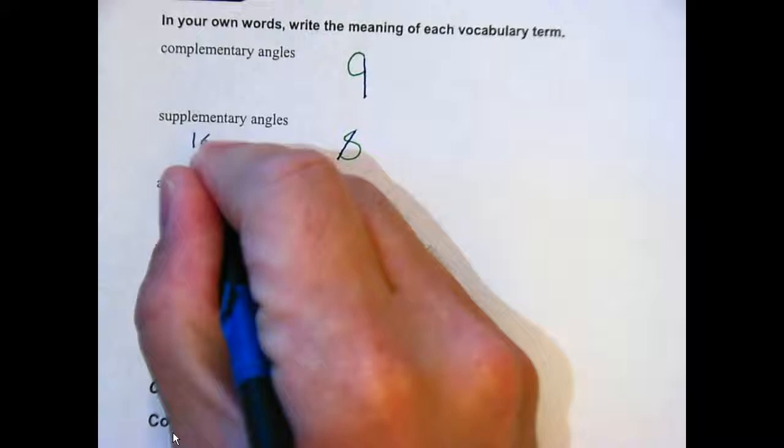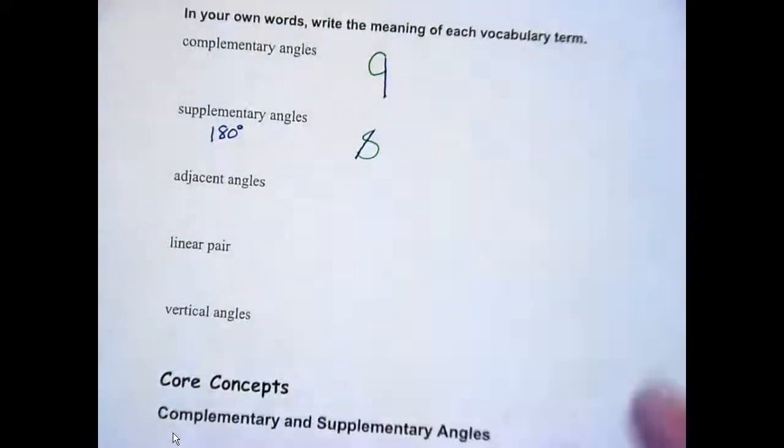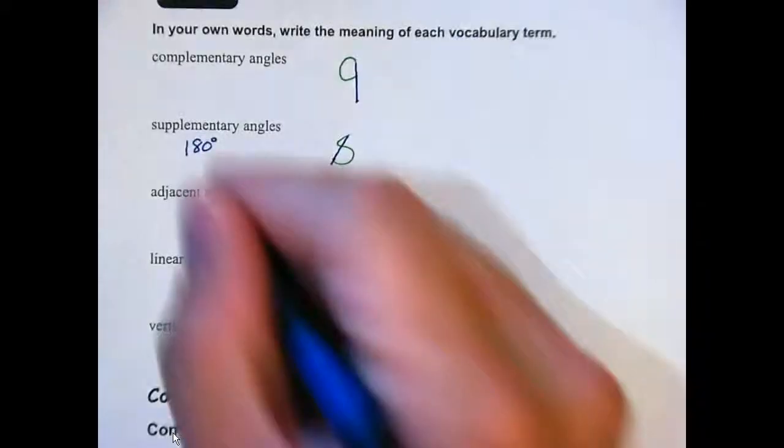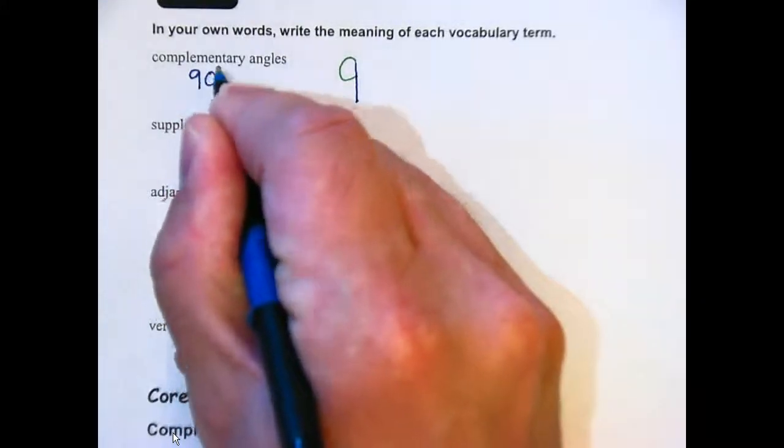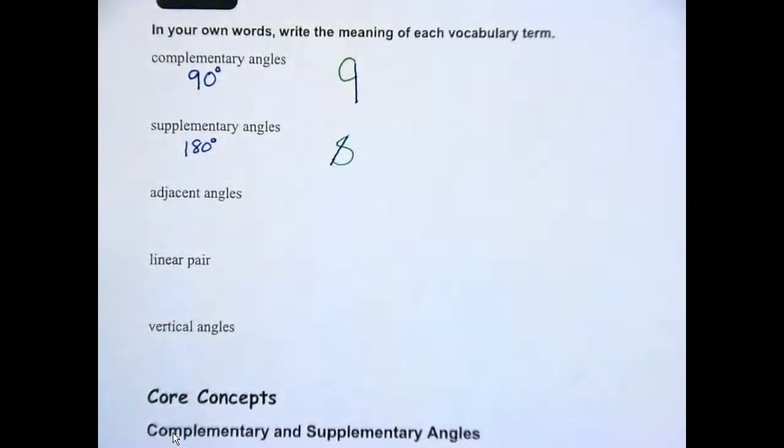Supplementary angles are angles, and it does not have to be two. It could be 5 angles that add up to 180. There are angles that will make 180 degrees. Complementary are angles that will add up to 90 degrees. They do not have to be the same angle. They do not have to be connected angles. Okay, they just need to be angles that add up to 90 degrees. Those are called complementary angles. Supplementary angles are angles that add up to 180.